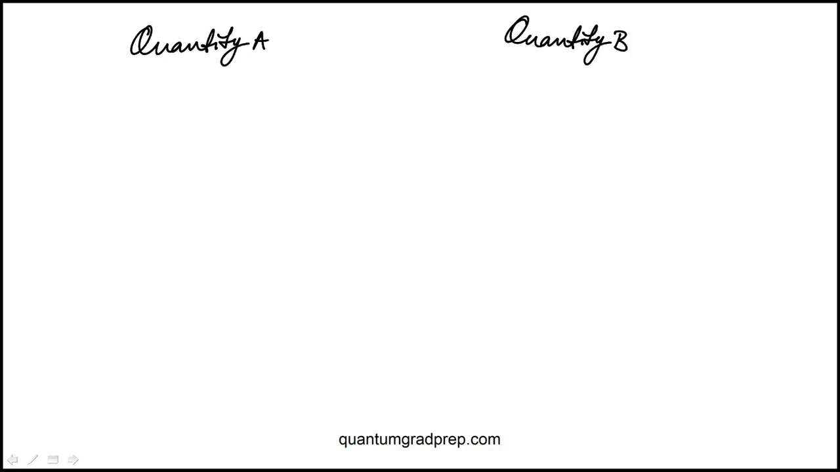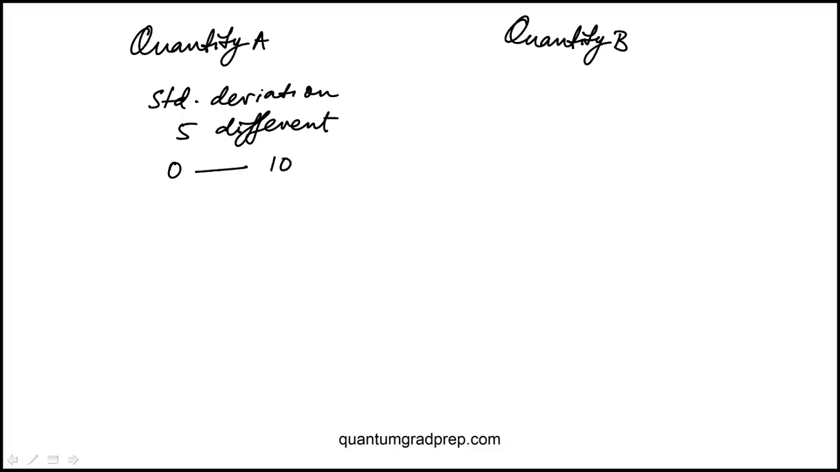So in this problem, we're given that quantity A is the standard deviation of a set of 5 different integers. So they all have to be different, and they're integers, and they can be anywhere between 0 and 10, not including 0 and 10, just any numbers between 0 and 10. And then quantity B is the standard deviation of a set of 5 different integers, same as in quantity A, that fall between 10 and 20.